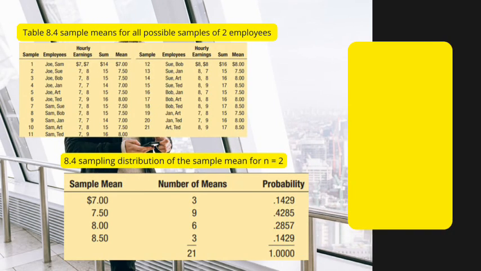The 21 sample means from all possible samples of 2 that can be drawn from the population are shown in table 8.3. These 21 sample means are used to construct a probability distribution. This is the sampling distribution of the sample mean, and it is summarized in table 8.4.